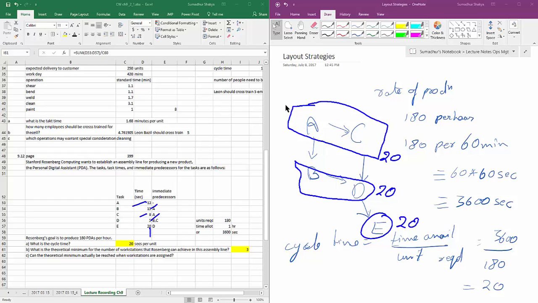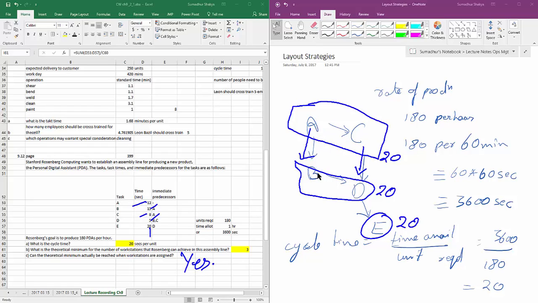So let's say every 20 seconds, A would send a product to B, C would send a product to D. Initially at the start of the day, C would start after A has finished the first cycle of 20 seconds. But after that, every 20 seconds, A and C would send the products to B and D. And then every 20 seconds, D would send a finished product to E. So to answer, can the theoretical minimum actually be reached? Yes, it can be reached.